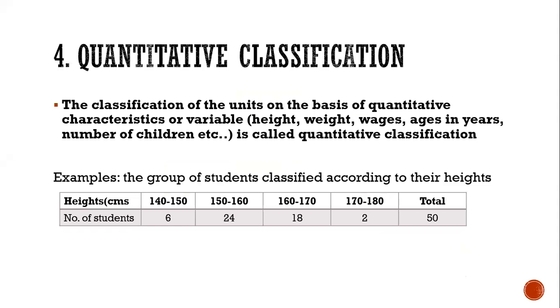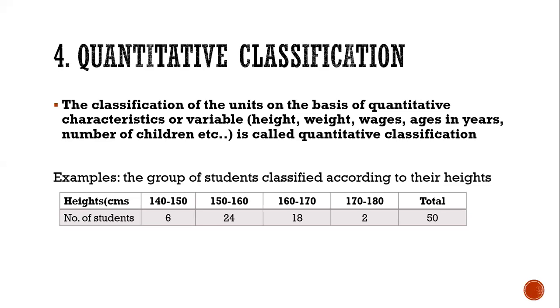Last one, quantitative classification. Here the focus is on the variable. Qualitative is all about attributes, and quantitative is all about variables. Variables are things like height and weight, which are noted in numbers. That is called quantitative classification. Moving to today's class.